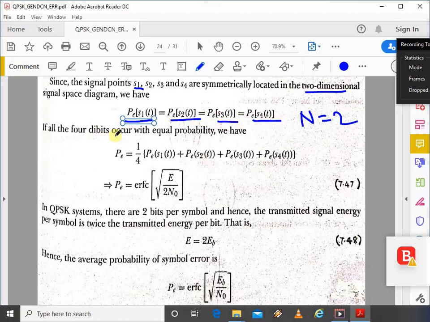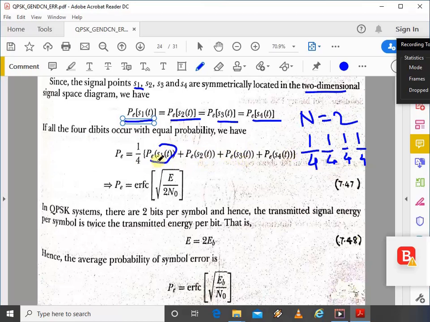If all four dibits occur with equal probability, it means the probability that dibit 0 0 will occur is 1 by 4, probability that dibit 0 1 will occur is 1 by 4, probability that dibit 1 0 will occur is also 1 by 4, and probability that dibit 1 1 will occur is also 1 by 4. Therefore, the probability of error will be 1 by 4 multiplied by the probability of error of signals S1 of t, S2 of t, S3 of t and S4 of t.